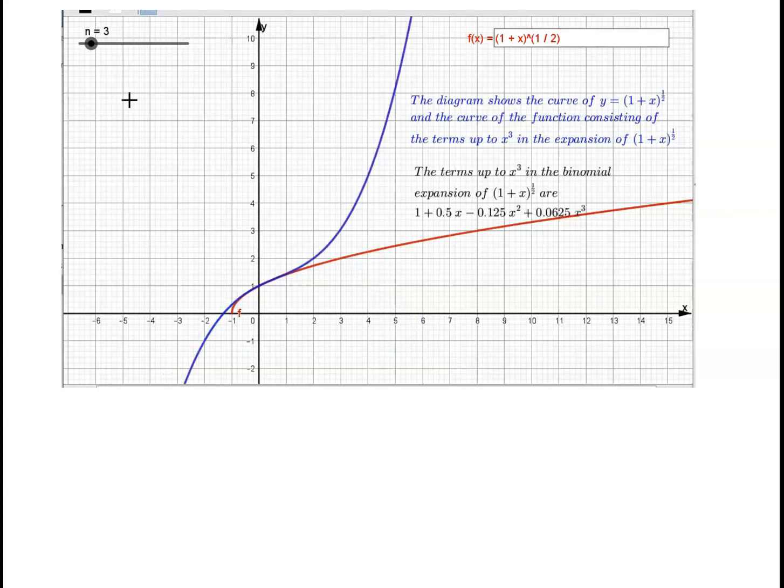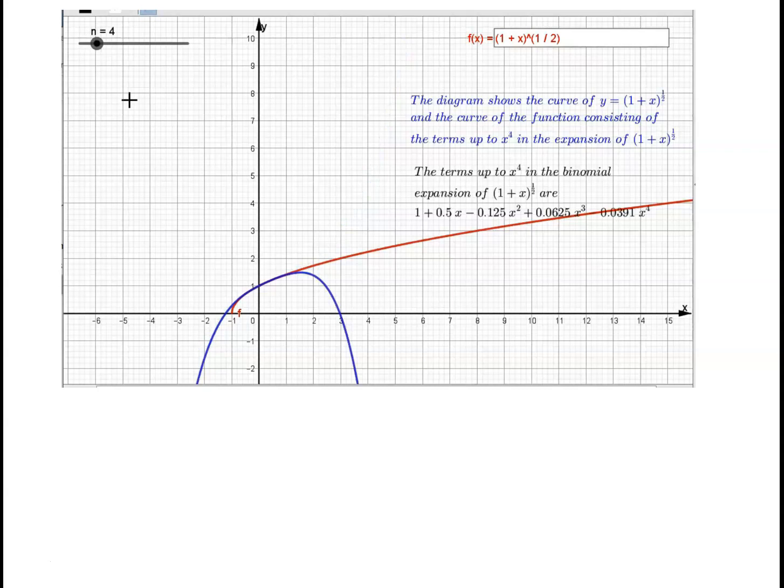The cubic approximation to (1 + x)^(1/2) provided by the expansion is 1 + (1/2)x − (1/8)x² + (1/16)x³. And we can see again that this is a good approximation to the function for values of x between −1 and 1, but outside those values it is a pretty hopeless approximation.